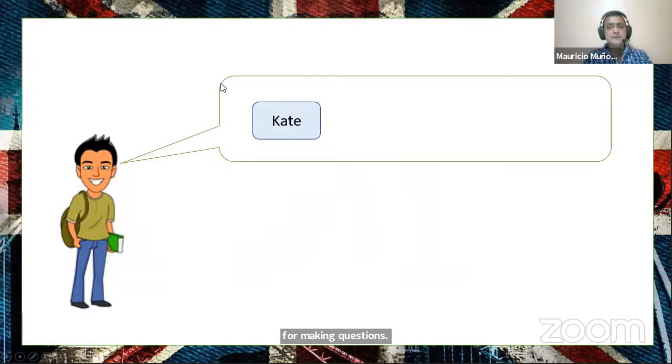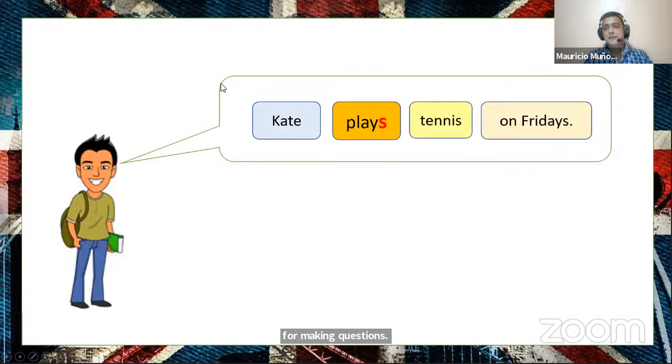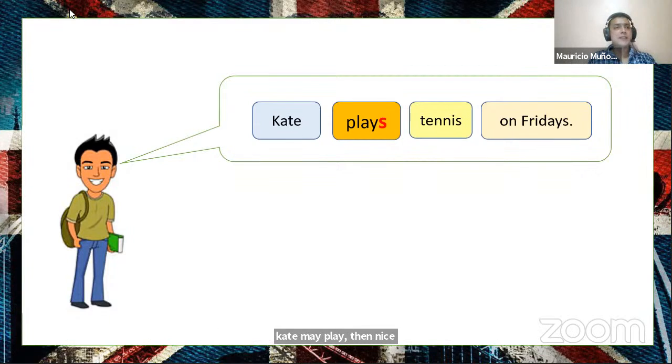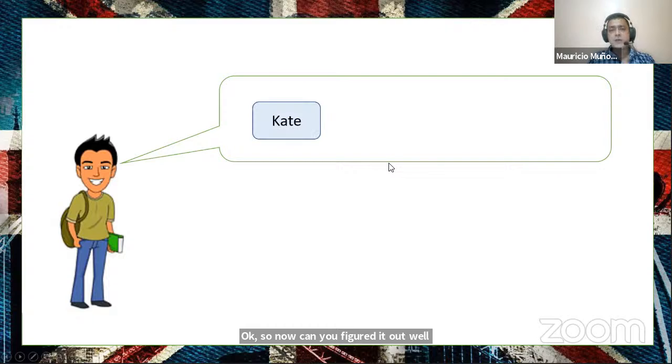Take a look. Miss Maria Belén, could you please read this sentence for me? Play tennis on Friday. Okay, can you repeat again, please? Kate plays tennis on Friday. Okay, so now, can you figure it out? What might be the auxiliary verb for this? What might be the question?